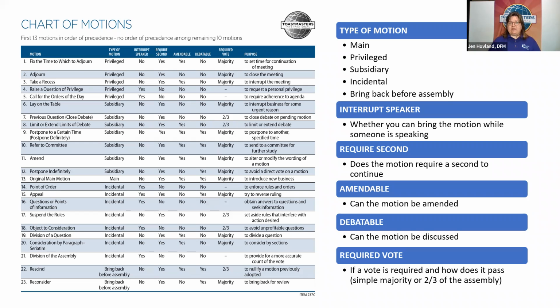The more people you have in a meeting, the more people that need to be heard, the more pauses you need, the more strict you need to be. You may even have to set timelines. But for the most part, using the chart of motions, you're going to get everything that you need.